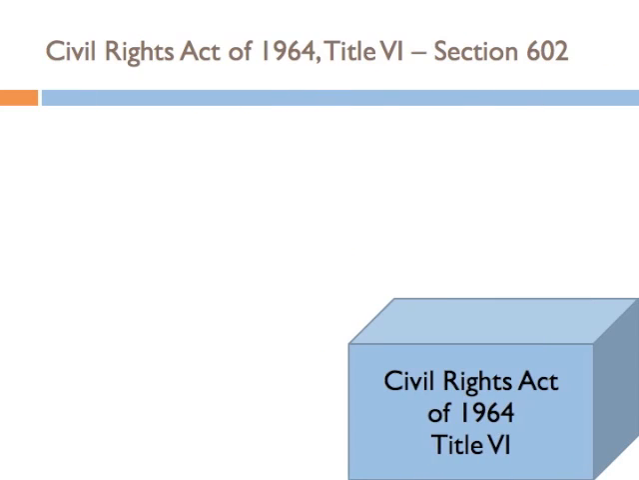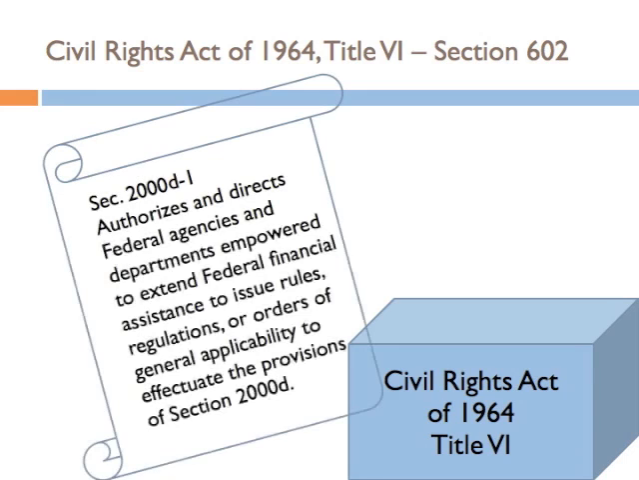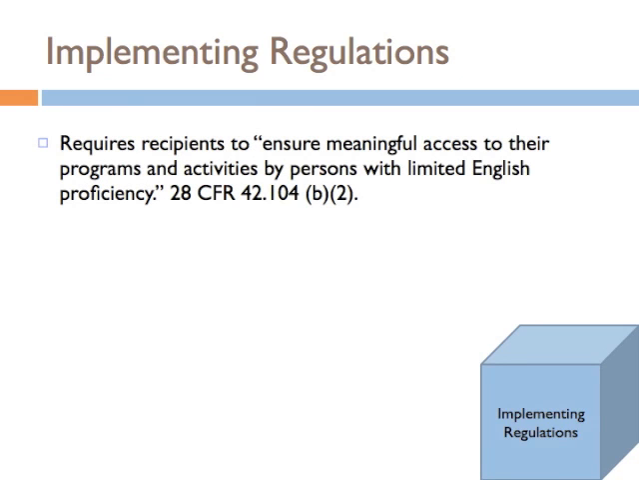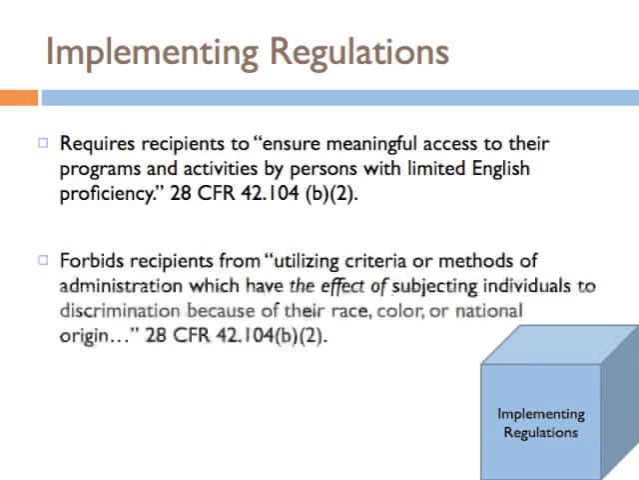Section 602 of Title VI of the Civil Rights Act of 1964 authorizes and directs federal agencies that are empowered to extend federal financial assistance to any program or activity to effectuate the provisions of Section 601 by issuing rules, regulations, or orders of general applicability. Pursuant to Section 602, the Department of Justice issued Regulation 28 U.S. Code 42.104, which defines the discrimination that is prohibited by Title VI.